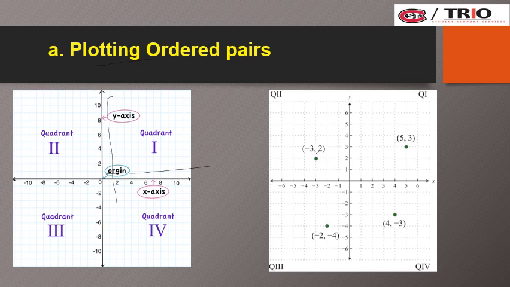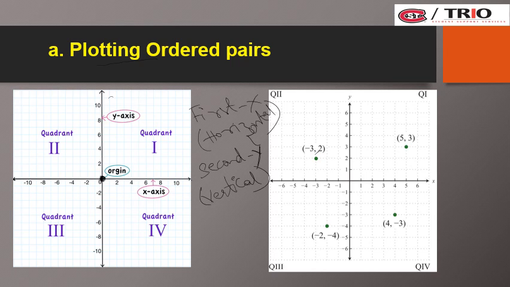These are the two perpendicular number lines, the x-axis and the y-axis. The two perpendicular lines meet at a point called the origin. The first axis is the x-axis, also called the horizontal axis. And the second axis is the y-axis, which is the vertical axis. These two axes meet at a point called the origin.